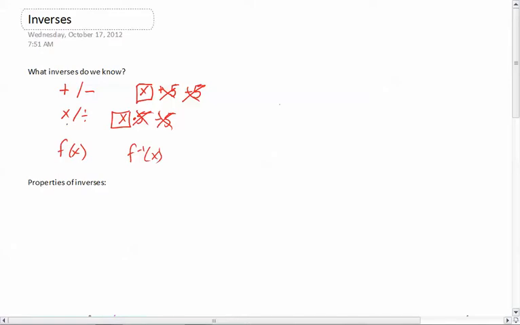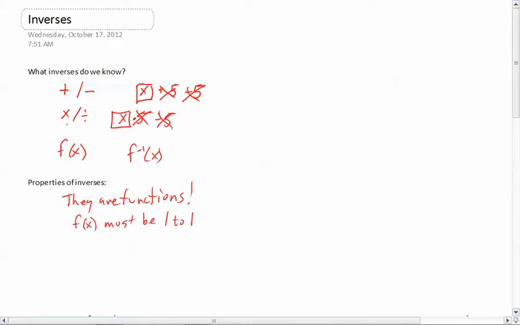Now, properties of inverse functions. Number one, they've got to be functions. Okay, which means that for each input to the inverse function, there can only be one output. Now, this leads us to the idea that the original function, f of x, must be 1 to 1. Because 1 to 1 means that for each x value, there's only one y value, and for each y value, there's only one x value.